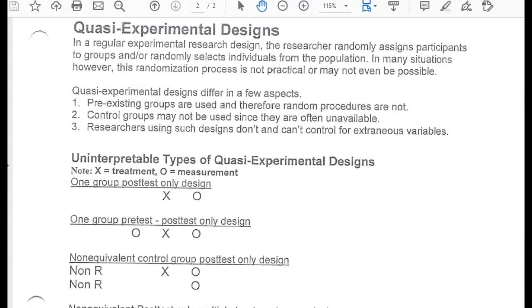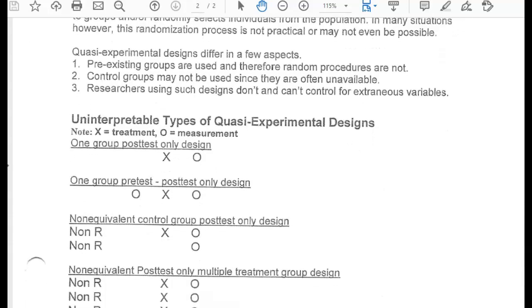There are three reasons why these following studies would not be a true experiment. One, you lack randomness. Two, there's no pretest. You don't know what your people were like before you started the study. Or three, there's no comparison group. You don't know what other people are like who didn't get the same treatment or who got a different treatment. So let's get started here. There are four that are called uninterpretable because they have two or three of those problems I just mentioned. The last four are called interpretable because they have only one of those problems.